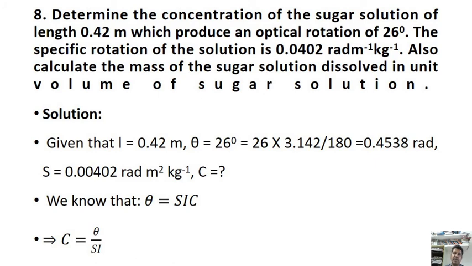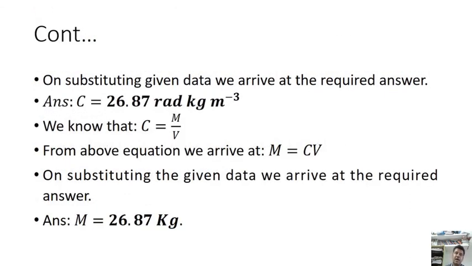Directly they have given S as 0.00402 radians per meter square per kg, and concentration we have to calculate. We know that theta is equal to S L C. So what we need is C is equal to theta by S L. So substitute the values. On substituting the given data, we get this value.